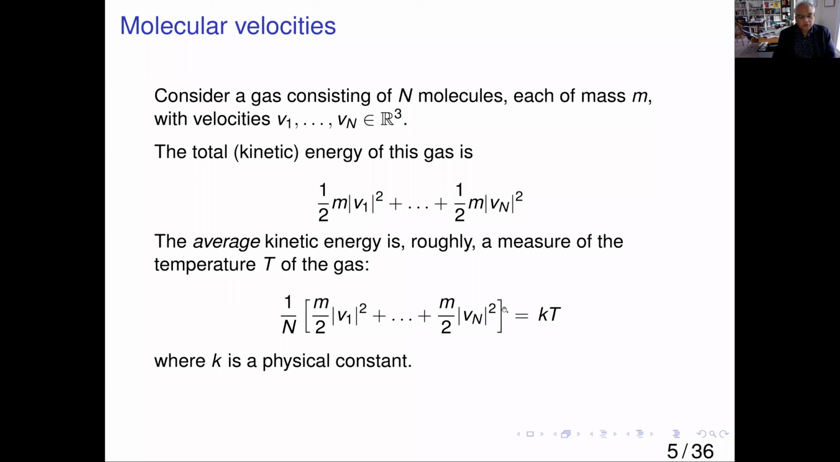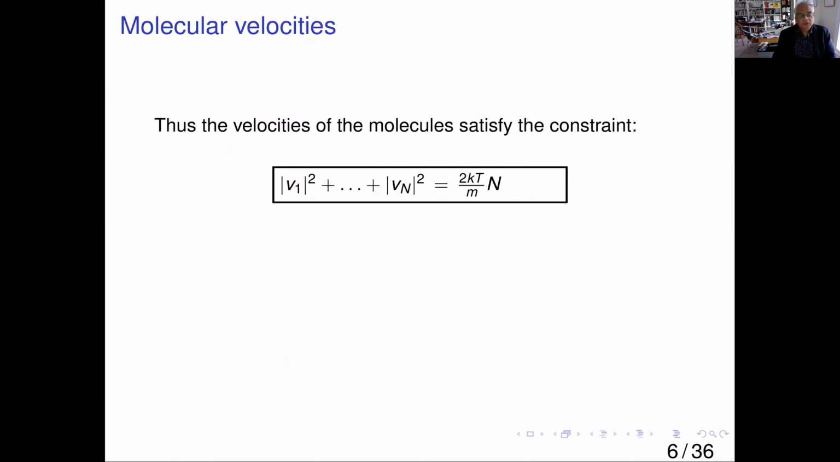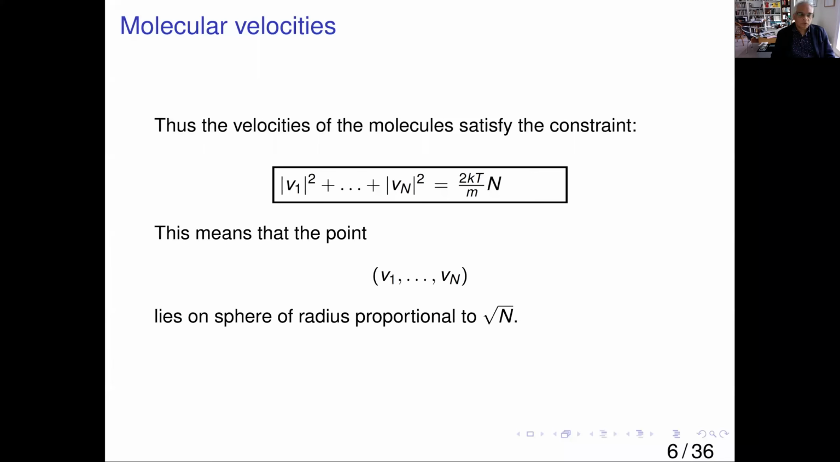So if we rearrange this a little bit, we get this equation. And if you look at it from a mathematical viewpoint, all this says is that if you string the vectors v1 through vn into one gigantic vector with 3n components, then that's a point on a sphere whose radius is like square root of n. So that's where the interest in square root of n comes from. Well, there you have it. So again, the point v1 through vn lies on a sphere of radius proportional to square root of n.